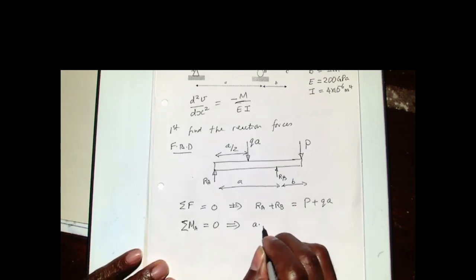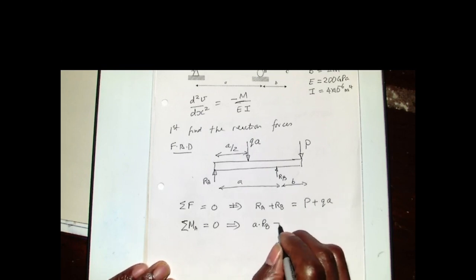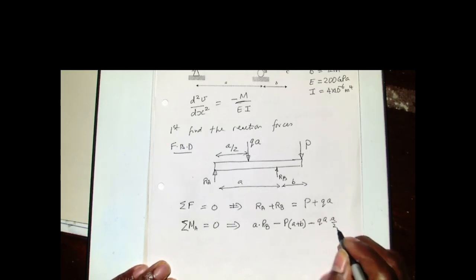So if we are to do that, I have RB, which will have a moment of A times RB acting in the anti-clockwise direction about A. And the second moment is the one due to P, and that will be acting in the opposite direction. That is P times (A plus B). And the other one is QA multiplied by A over 2, equals 0.